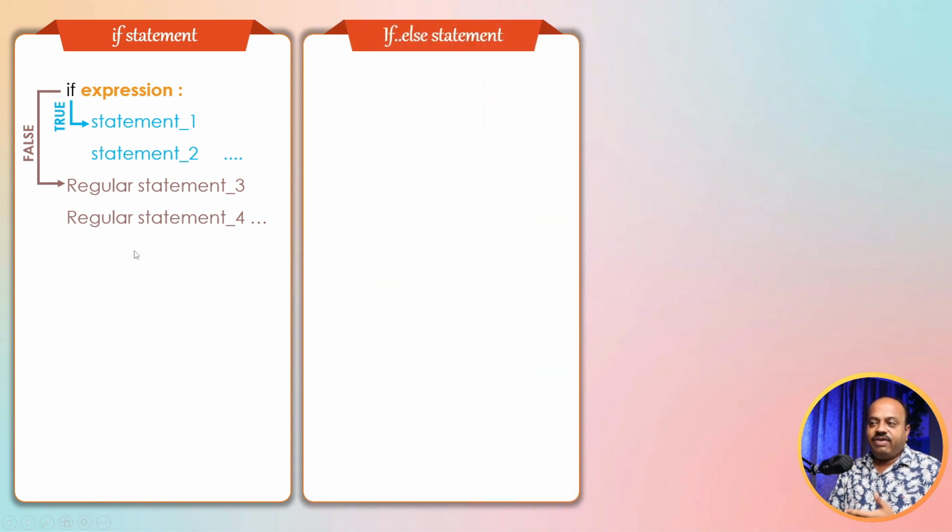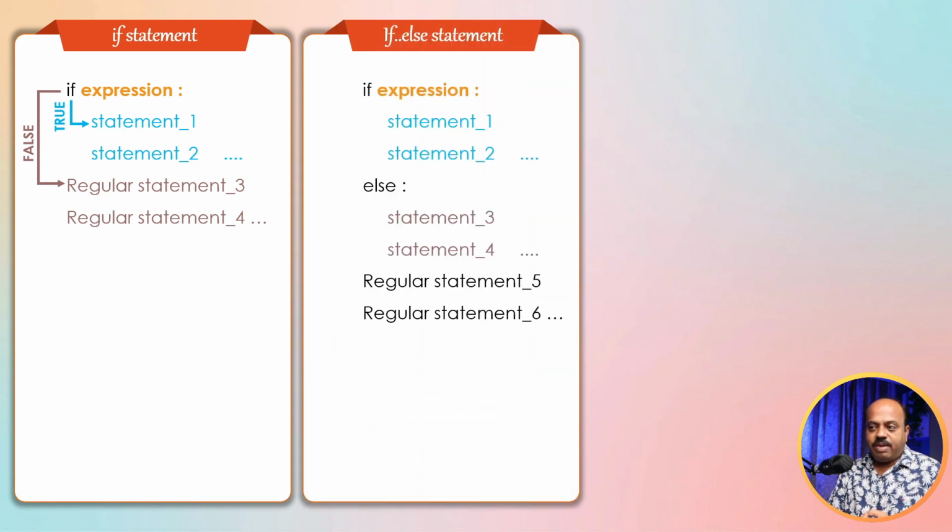If you see the if else statement, it is similar, but what happens here is after the if expression is checked here, it goes to statement 1. If the condition is true, it will execute statement 1, statement 2, and from statement 2, it will directly come to the regular statements 5 and 6. It will not execute the else part. The else part is executed when this expression, this condition, is false. Whenever this condition is false, it will come down to the else part. It will execute this part of the statement. Then it will come down to the regular statements 5 and 6.